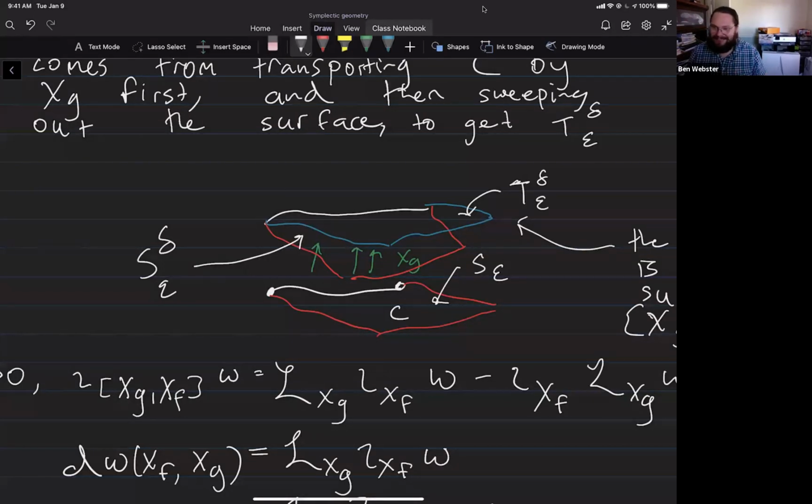So the important thing here is this story that the Lie bracket shows up exactly when you have two vector fields and you do some operation with them in the two opposite orders and look at the difference.